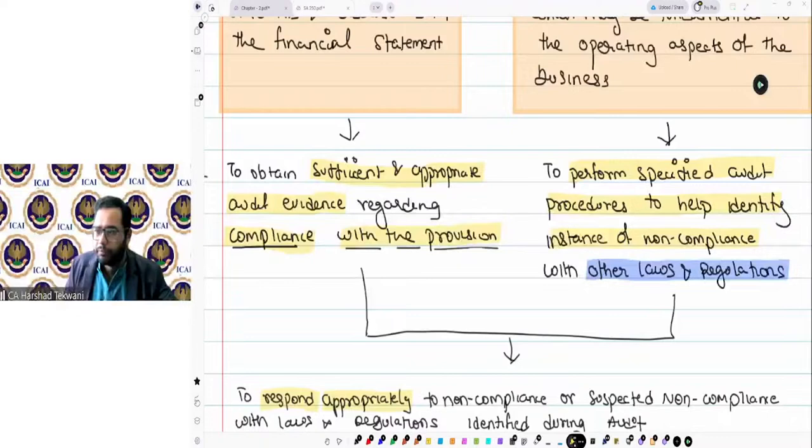If no doubts, then my next question to you guys is, how will you try to obtain sufficient and appropriate audit evidence with respect to the compliance? Coming to the first part, obtaining sufficient and appropriate audit evidence regarding the compliance with the provision. What will you do to ensure that there is compliance? How will you obtain sufficient and appropriate audit evidence? What will you do?